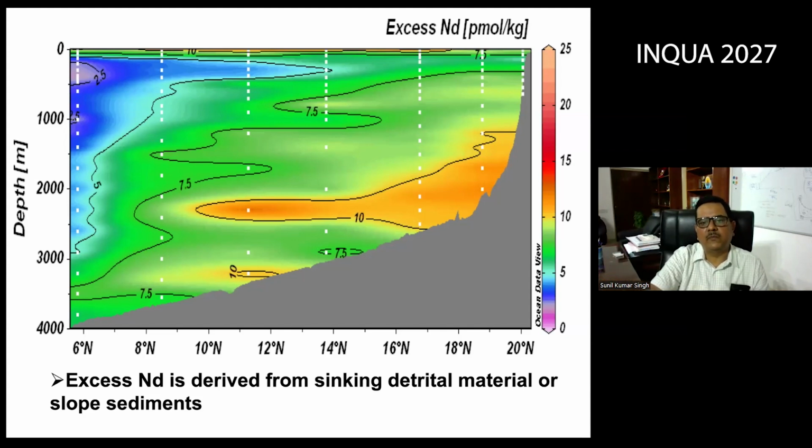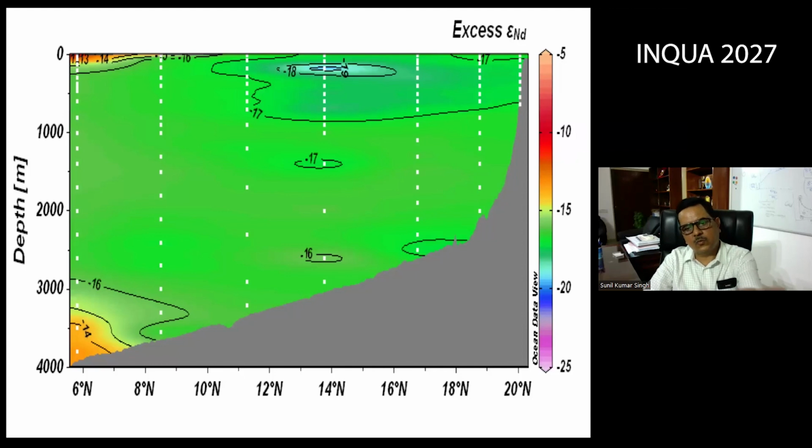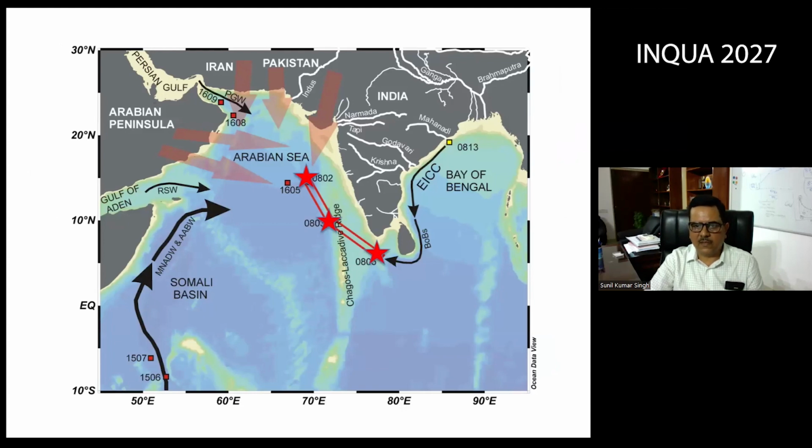This you have to remember, because when we talk about the paleo, this is very important: in addition to the water mass, a huge amount of neodymium is getting supplied from the sediment, which is altering the water mass signature. And it has been shown that all the excess neodymium supplied to the water mass has an isotopic composition of about -16, -17.